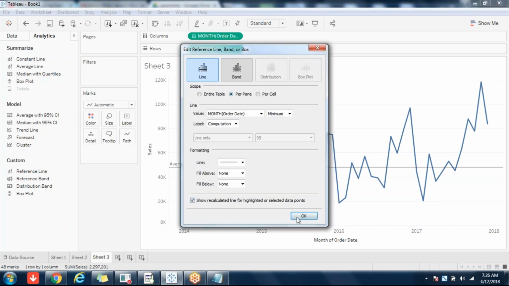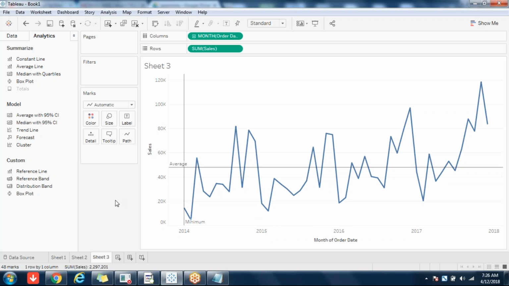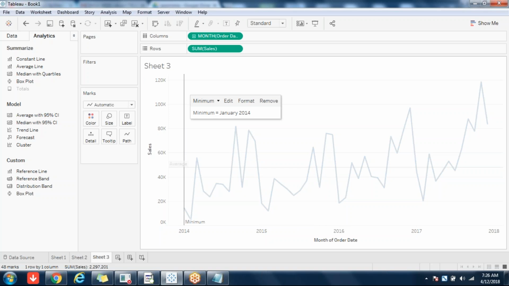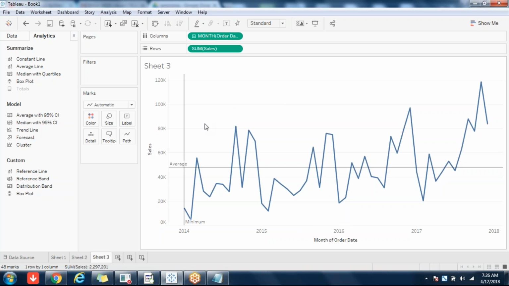So I'm adding from both. Okay, so you see that I got two reference lines. One is the vertical one, and the other one is horizontal. What is the vertical one? The vertical one is just saying that the standard data point there is January 2014. That's all. If somebody asks you a question, how many points are there after January 2014, right?